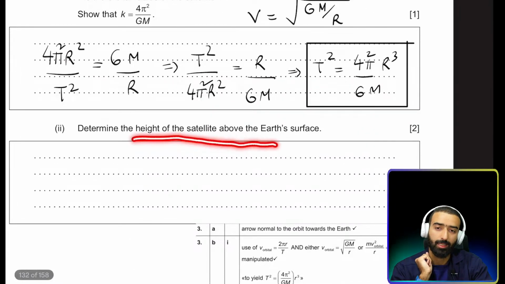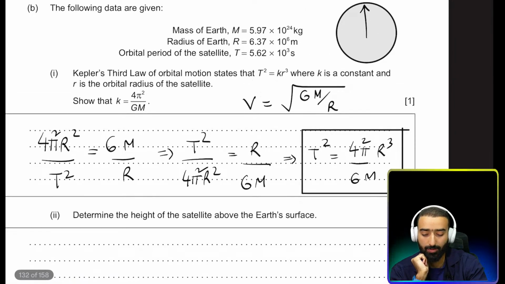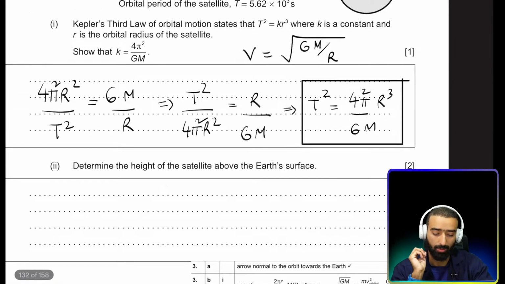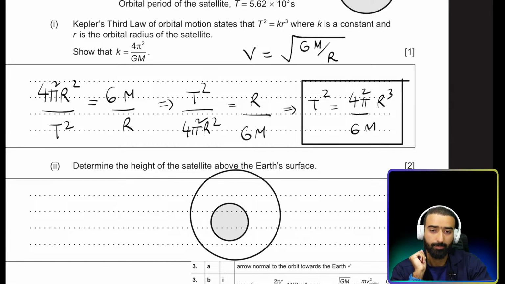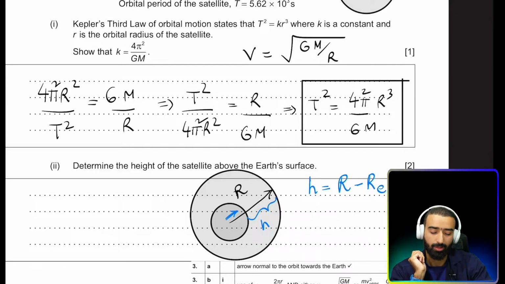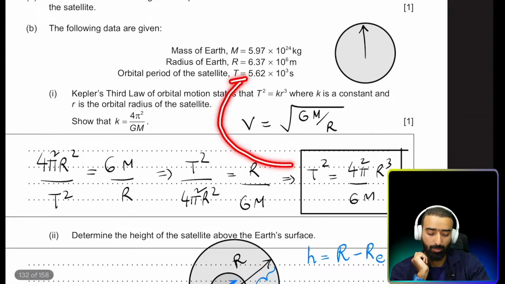Determine the height of the satellite above the Earth's surface. Okay, so we want to find how high it is from the surface of Earth. Here you have to be careful. If this is our Earth, and this is the satellite, this is the radius of the orbit. We need to subtract the radius of the Earth to find this height. To find the height, you simply do radius of the orbit minus radius of Earth. How would you find the radius of the orbit? You can simply use this equation. T is given, you plug it here.